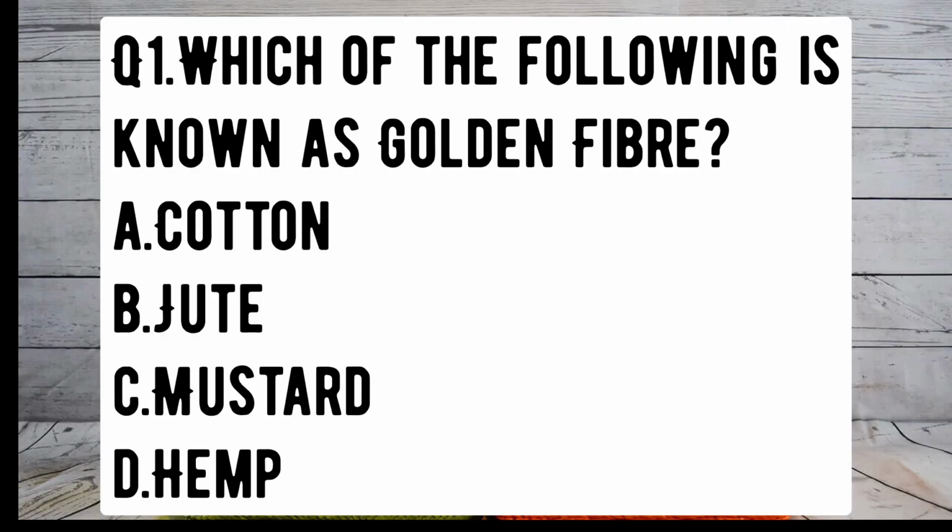Starting off with the first question, which of the following is known as golden fiber? The options are cotton, jute, mustard, and hemp. So the correct answer for the question is jute. Jute is also known as golden fiber.